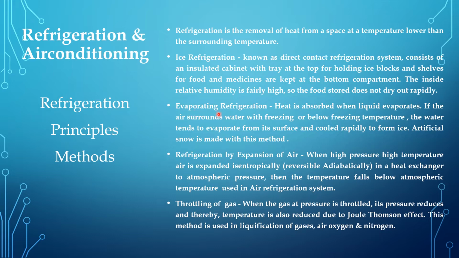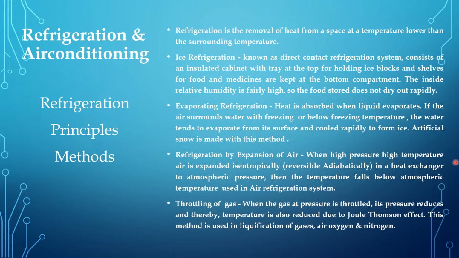Next type is evaporating refrigeration. In this method, heat is absorbed when liquid evaporates. If the air surrounds water with freezing or below freezing temperature, the water tends to evaporate from its surface and cool rapidly to form ice. Artificial snow is made with this method. Refrigeration by expansion of air is the next method.